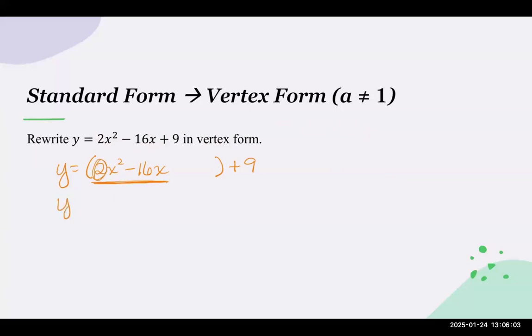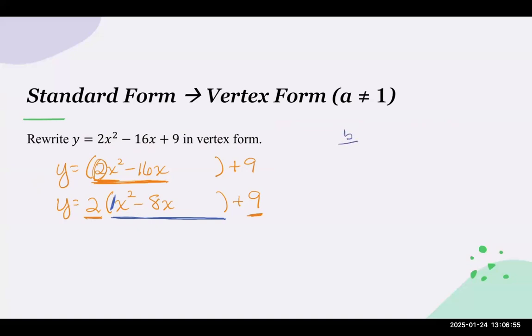So we have to do one more step before we can make our perfect square trinomial, and we have to factor the 2 out of just these 2 terms in the parentheses. Okay, so both terms, leave your space, but that factoring does not affect what's on the outside of the parentheses. So it's still just a plus 9, but we have divided this 2 out of both the 2x squared and the negative 16x. And now what's left inside of your parentheses does have an a of 1, and you can use your completing the square steps from the last example.